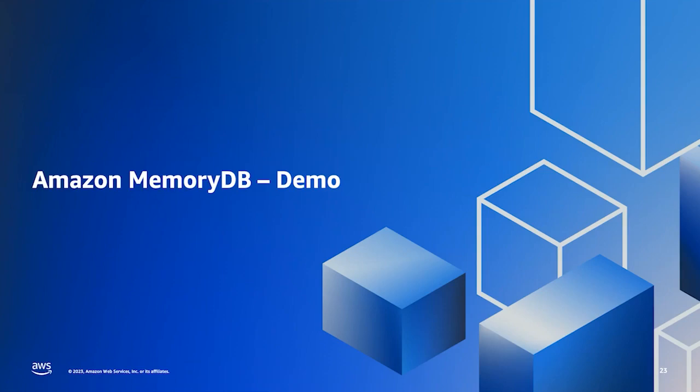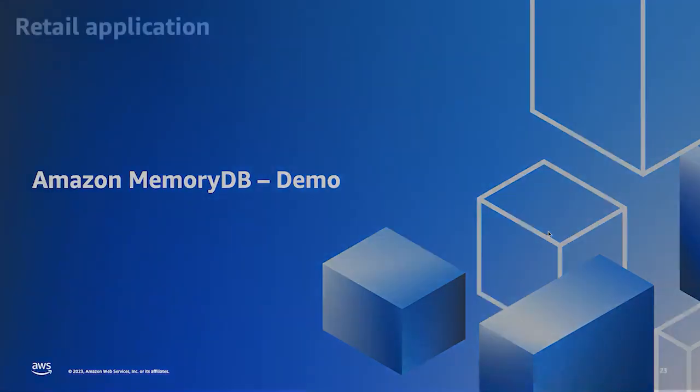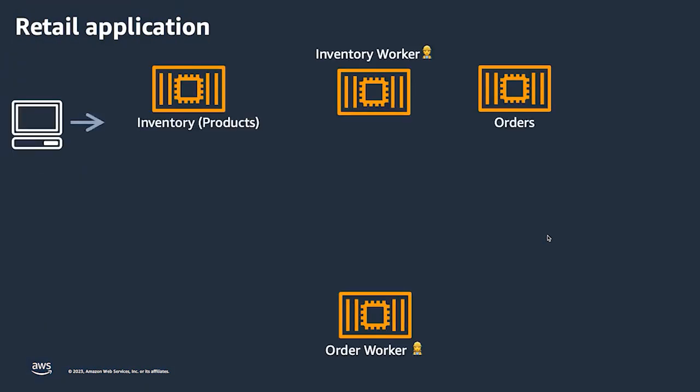For the demo today, we're going to be showcasing one use case, which Sashi already covered earlier. Here we have a retail application where we have an inventory microservice for tracking and maintaining the products. We have an order microservice to execute orders against that inventory. We have some other services which are responsible for inter-service communication, which we're going to cover in a bit.